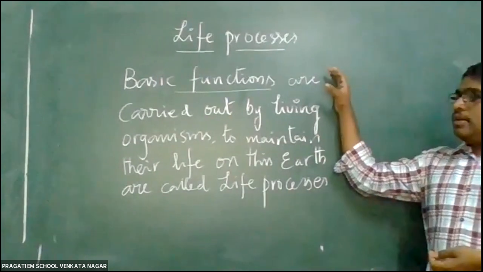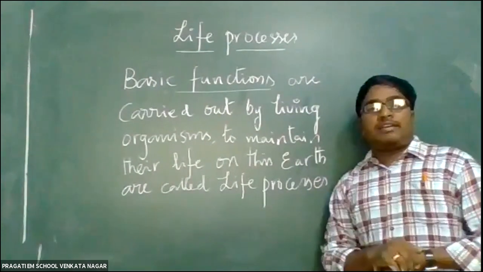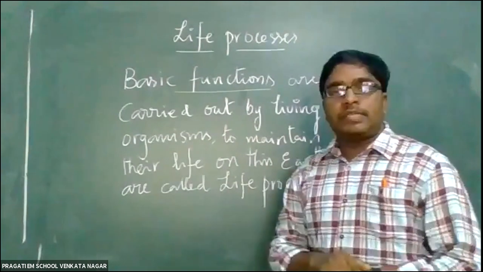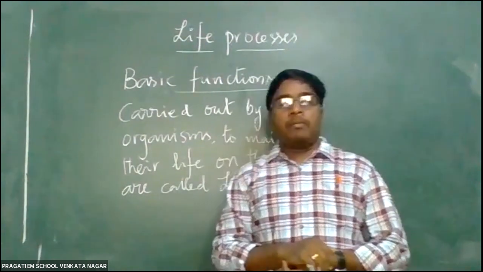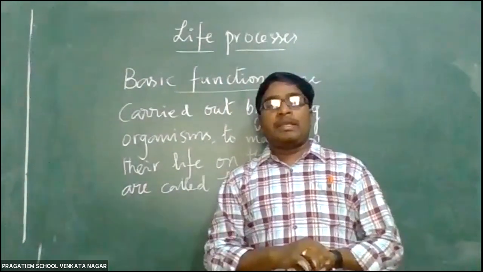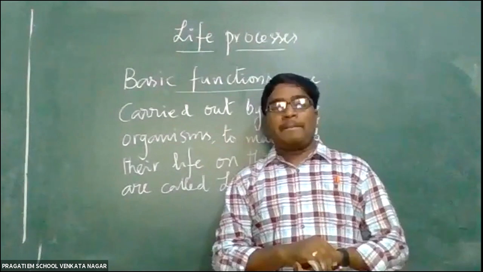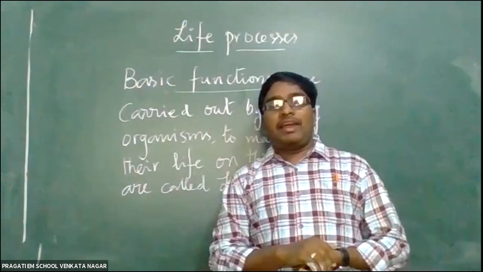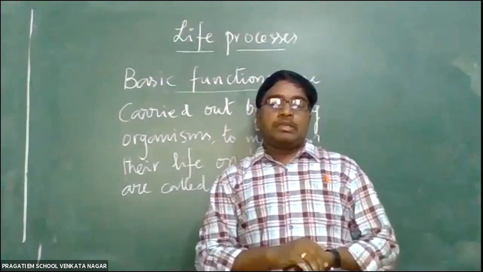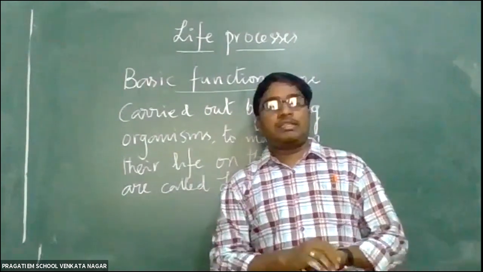We discussed life processes in the last class. What are the 7 main basic life processes which we all discussed? Nutrition, respiration, circulation, excretion, control and coordination, movement and growth, and reproduction. So these are the 7 main basic life processes which we discussed in the last class.